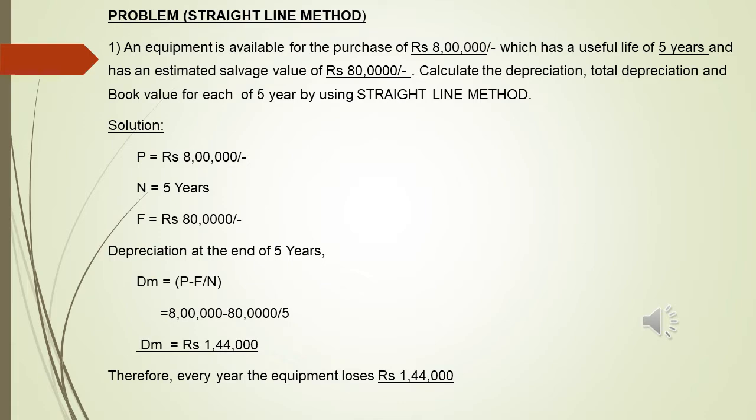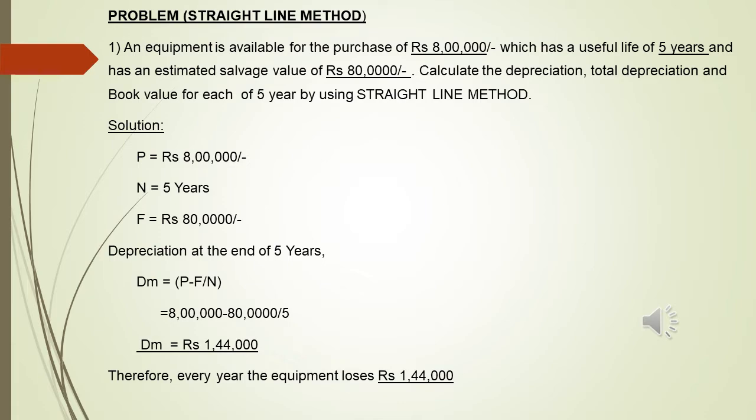Next they have given years, right? How long can you use it for? So N is going to be 5 years. Next is the salvage value. Salvage value is denoted by F. So F is rupees 80,000. So these are the data that you are aware of, right?